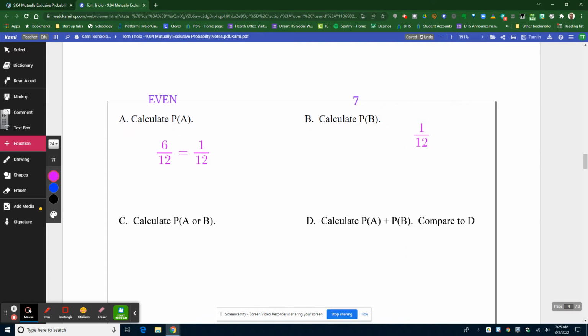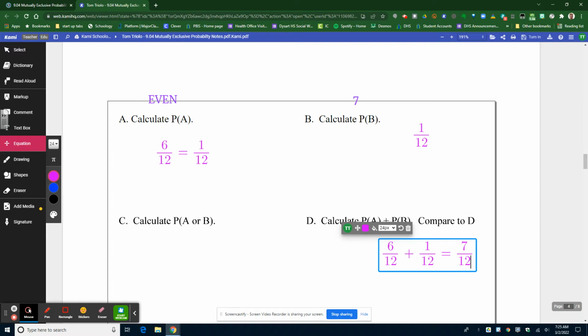This really should say compare to C. Come on now. So A, 6/12. Notice I wrote it in the non-simplified version because I need a common denominator anyway. Divided by 1/12 is how many 12ths? This is not a trick question. 7/12. Okay. And when it says A or B, in this particular case, since I don't have any overlap, it's going to be the same.